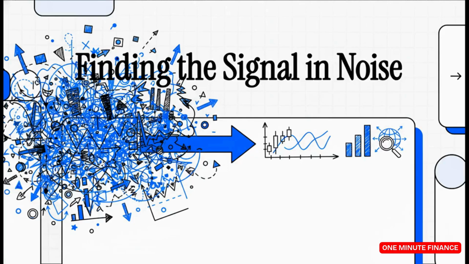All right, let's dive right in. We're going to tackle one of the biggest challenges anyone in the markets faces. How do you cut through all that chaotic, confusing noise to find the actual, usable signal? We're about to go on a little journey, starting with a single price tick and zooming all the way out to a forecast for the entire economy. So, where do we start?